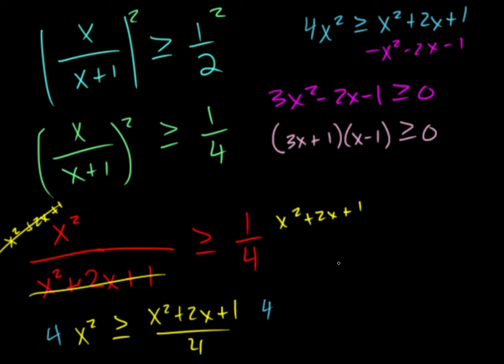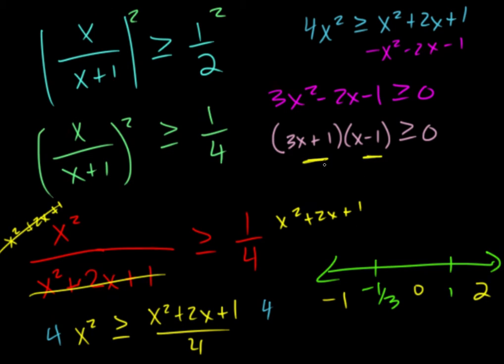And from here, we can get our roots. We're going to have negative 1/3, positive 1. Choose my values. If I plug in a negative 1 here, it's definitely going to be negative. Plug in a negative here, definitely negative. Negative times negative is positive. Plug in a 0, positive. 0 is negative. Positive times negative is negative.